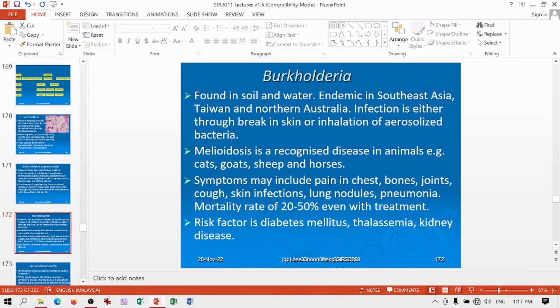It is endemic in Southeast Asia, Taiwan, and Northern Australia. The infection can be either through a break in the skin or inhalation of aerosolized bacteria. Melioidosis is a recognized disease in animals, but in humans, symptoms may include pain in the chest, bones, joints, cough, skin infections, lung nodules, pneumonia, and a very high mortality rate even with treatment. There is also increased risk for patients with diabetes, thalassemia, and kidney disease.